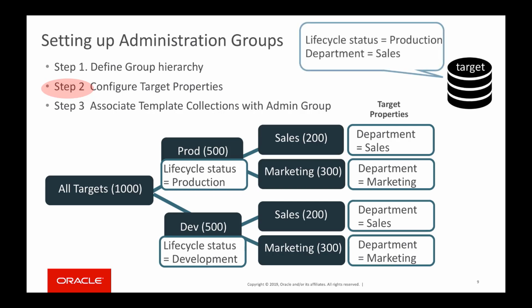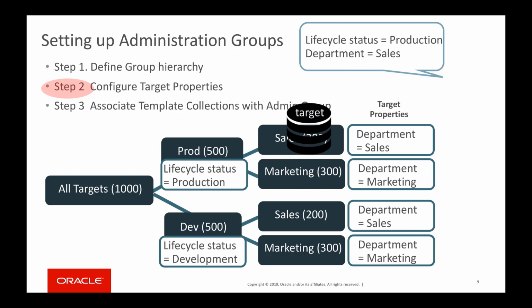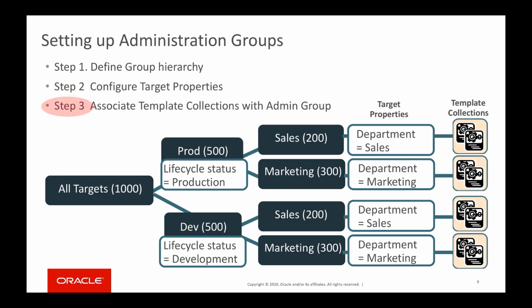So in this example, say you have a target. The target has target properties. They are lifecycle status property that is set to production and department property that is set to sales. This target will automatically be added to the prod sales group, which is at the upper right side of the screen. Then as a final step, you need to define template collections and associate with admin group.